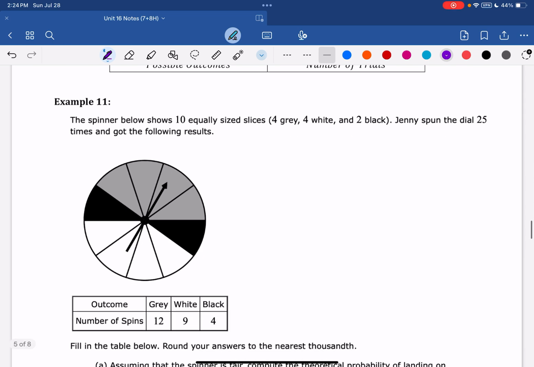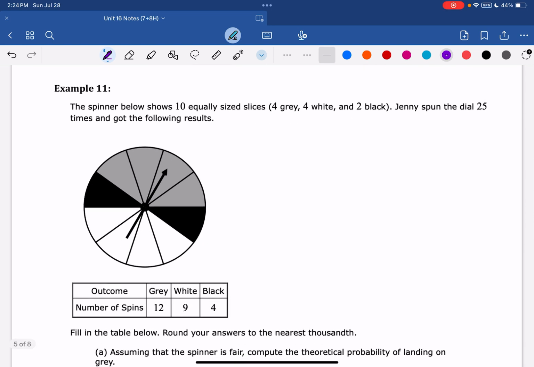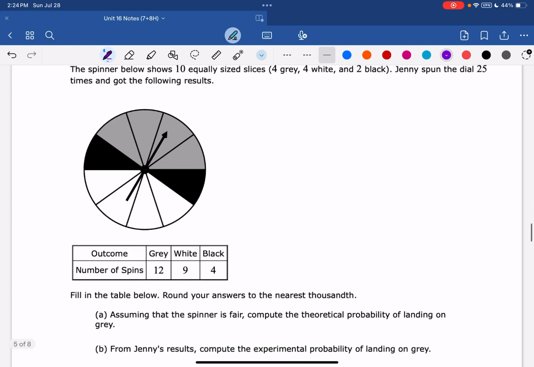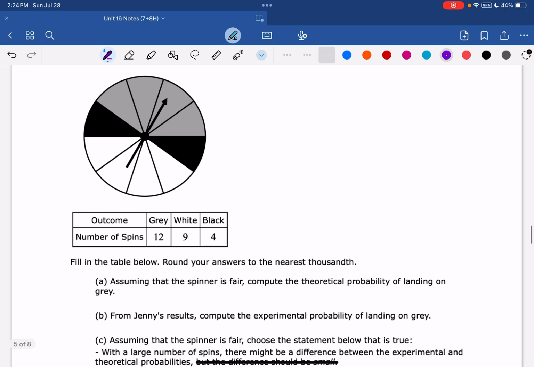Okay. So the spinner below has 10 equally sized slices. We have 4 gray, 4 white, and 2 black. Jenny spun the dial 25 times and got the following results. Okay, so she spun it and she got 12 gray, 9 white, and 4 black.